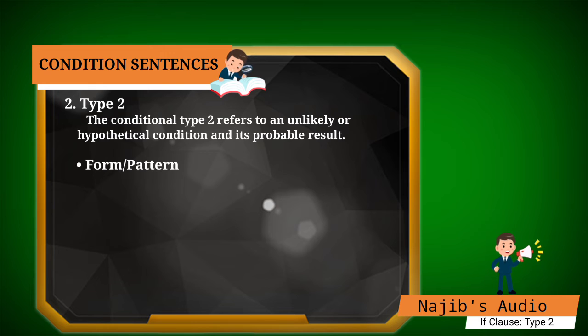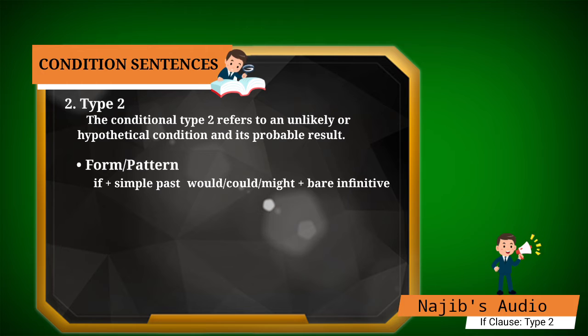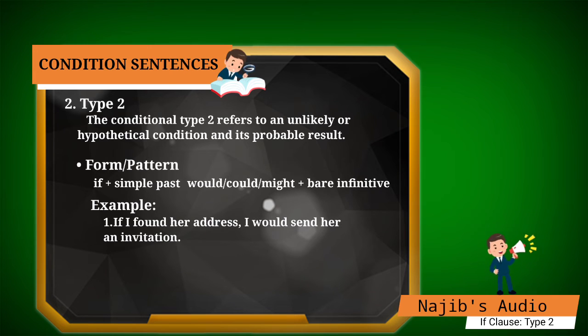And the formula: if plus simple past, and then would or could or might plus bare infinitive. If plus simple past is the subclause, and would or could or might plus bare infinitive is the main clause. For example, if I found her address, I would send her an invitation. If I found her address is the subclause, and I would send her an invitation is the main clause.